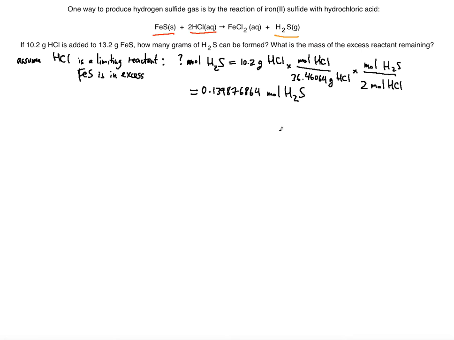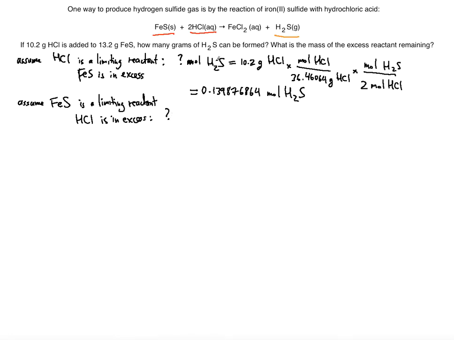right? But we don't know whether HCl is the limiting reactant until we compare with the assumption that the iron(II) sulfide is the limiting reactant, right? So let's find the second assumption and then compare. So assume that the iron(II) sulfide is a limiting reactant, which means that HCl is in excess, right, in this scenario.